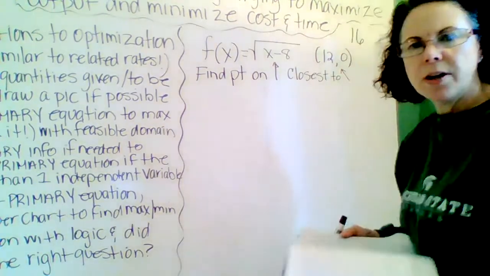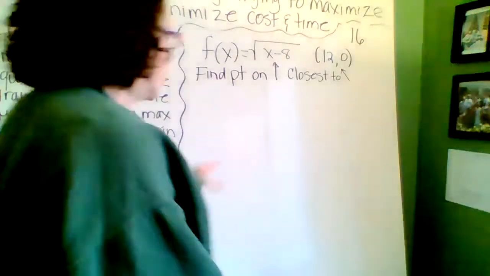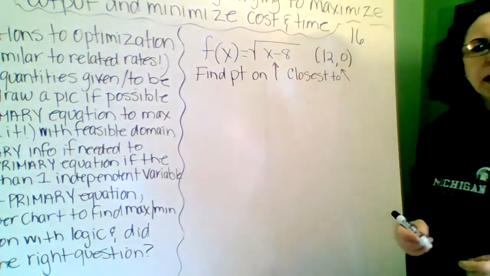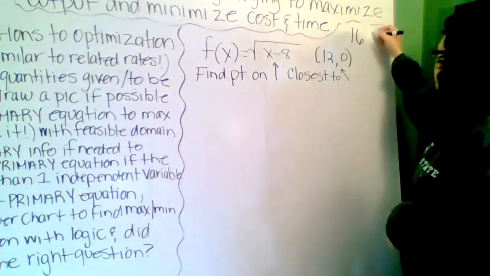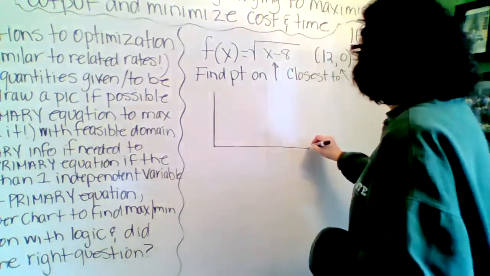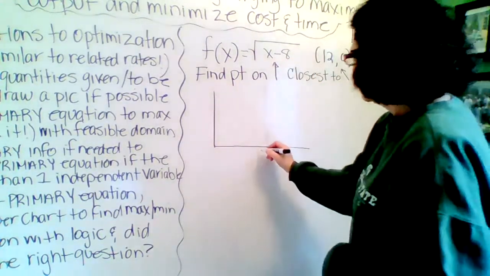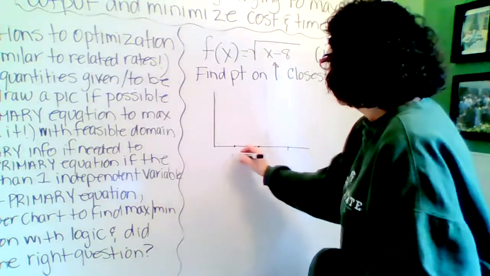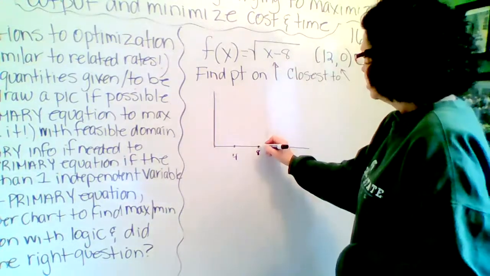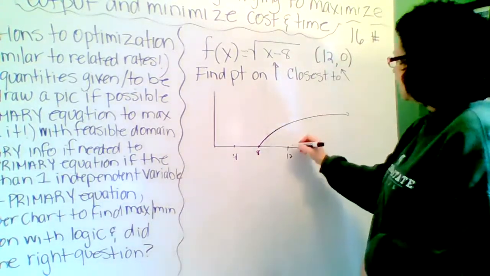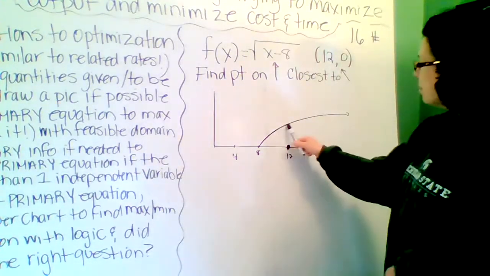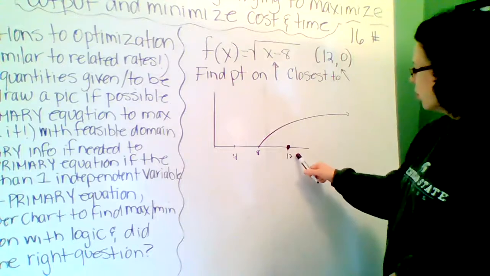Well, that's an interesting question, right? So on this function, they're asking us to find the point that is closest to 12, 0. Let me help myself out by drawing a picture of what's going on, okay? I know what the square root function looks like. Let's do it by 4s, 4, 8, and 12. And it's been moved to the right 8, so it looks like this. And they're giving us the point 12, 0. And they want to know at what point on this graph is 12, 0 closest?